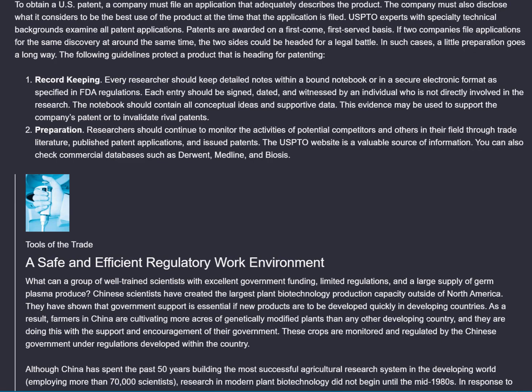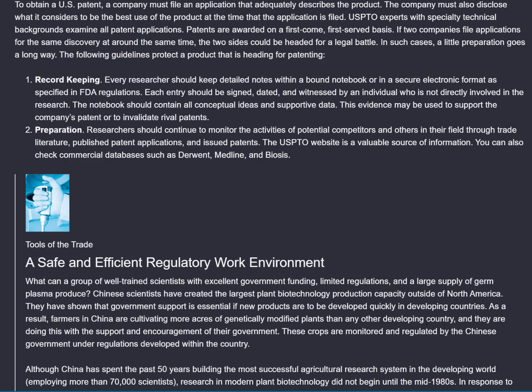To obtain a U.S. patent, a company must file an application that adequately describes the product. The company must also disclose what it considers to be the best use of the product at the time that the application is filed. USPTO experts with specialty technical backgrounds examine all patent applications. Patents are awarded on a first-come, first-served basis.